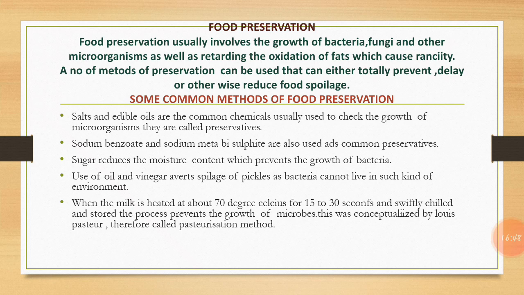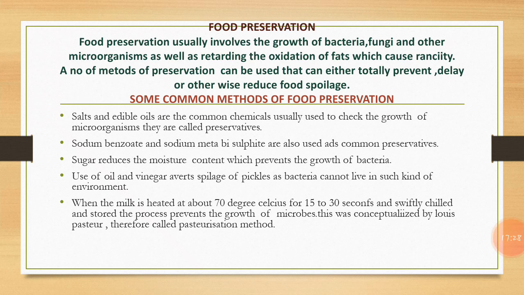Preservation, then the question arises: how are we able to preserve the food? Preservation usually involves preventing the growth of bacteria, fungi such as yeast and other microorganisms, as well as retarding the oxidation of fats which causes rancidity. A number of methods can be used to either totally prevent, delay, or otherwise reduce the spoilage of the food. There are some common methods of food preservation, so one by one we are going to discuss them.